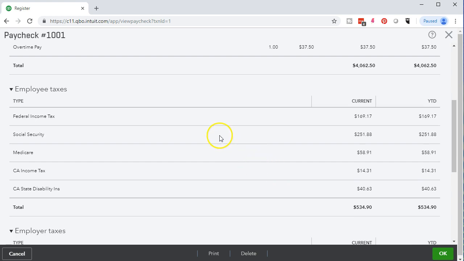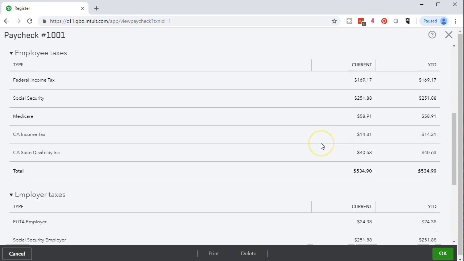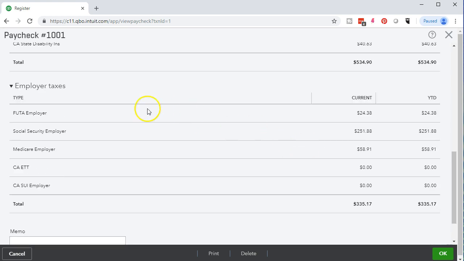Now, we mentioned Social Security and Medicare. And the reason those two are confusing is because there's an employee and employer portion, which makes it easy to confuse the two. Then we have the federal income tax, which is only an employee portion here. So then if we scroll down to the employer portion, this is what we're concentrating on here. We have the Social Security and Medicare again.